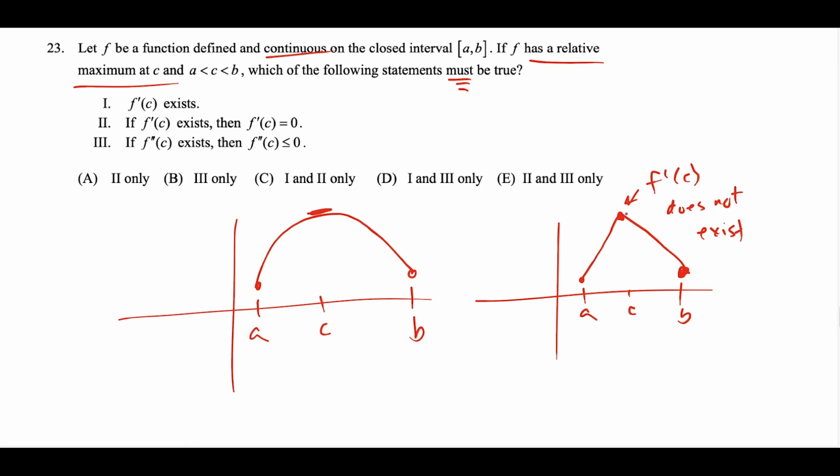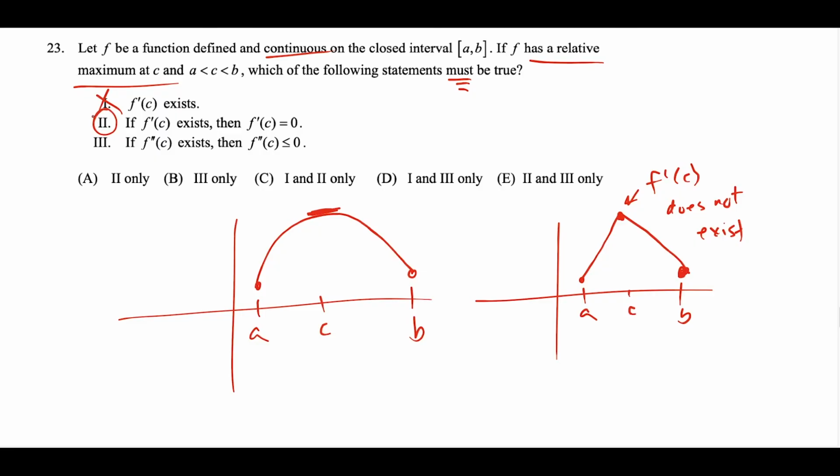Just know a critical point doesn't have to just occur where the derivative is 0. It could also occur where there's a sharp turn where the derivative does not exist. So Roman numeral 1 does not have to be true. But if f prime of c does exist, then the slope there has to be 0. See, that is true because we have a relative maximum at c. So if we have a hill at this location, that means the slope has to be 0 there. So this one is definitely true.